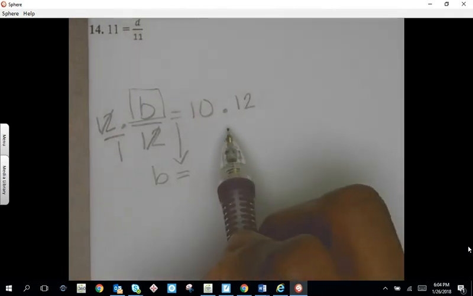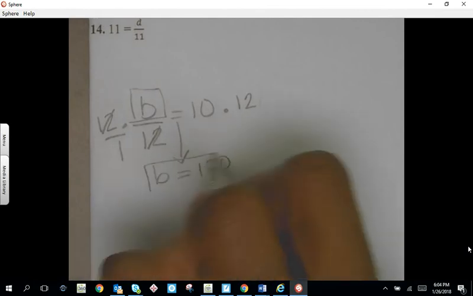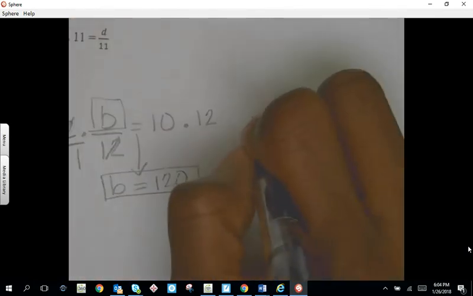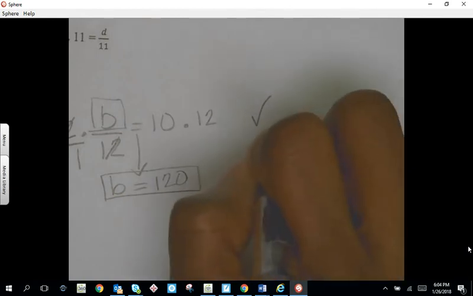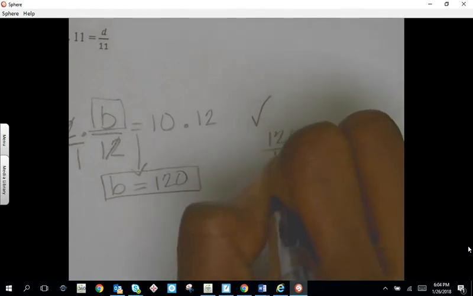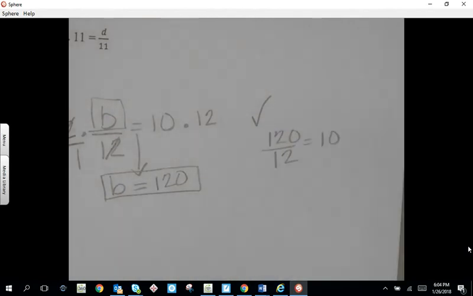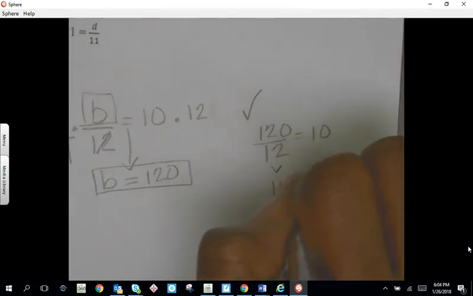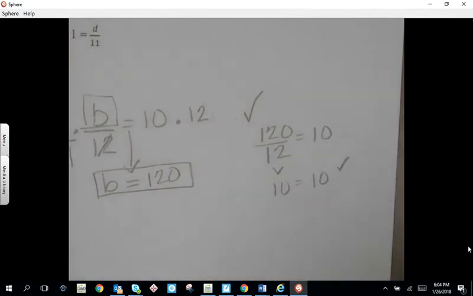I got ahead of myself. These are going to cancel. So I have my B. 10 times 12 is 120. All right, let's check that. 120 over 12 is equal to 10. 120 divided by 12 is 10. 10 is equal to 10, so I know my answer is right.